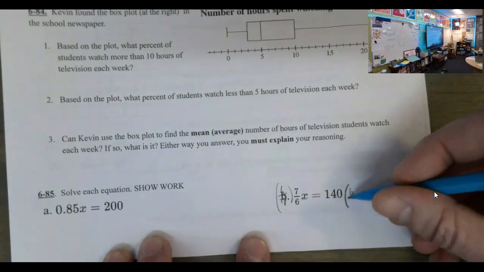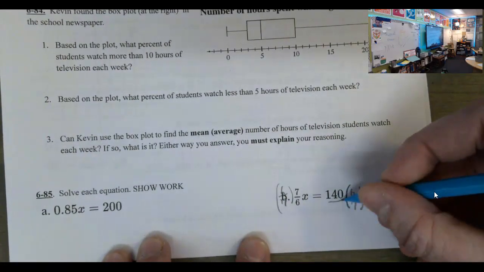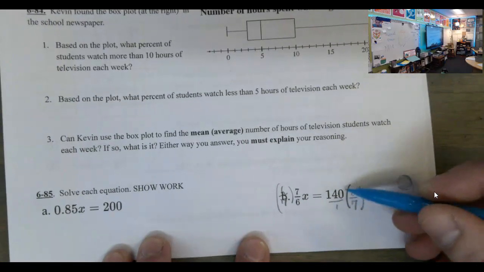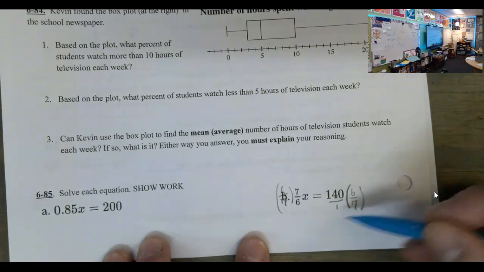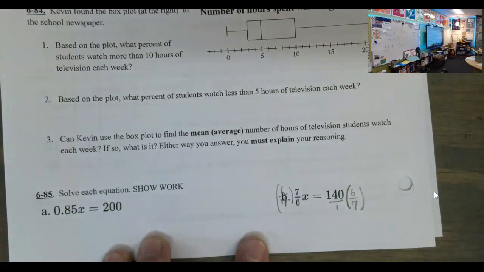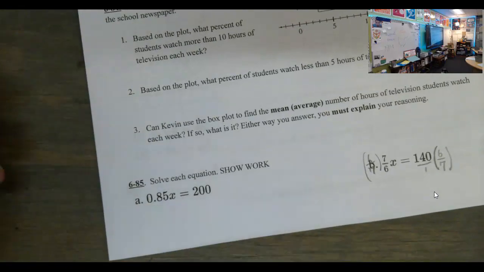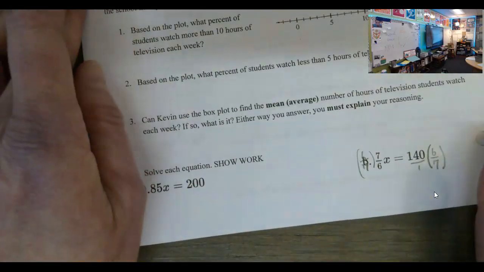So really over here, 6 over 7. And actually, we could cross-reduce. If you want to, you could cross-reduce with the 140 and the 7, or just multiply through, do the division, get your answer that way. With 0.85, to get rid of that, you divide by 0.85 since it's multiplied, right?